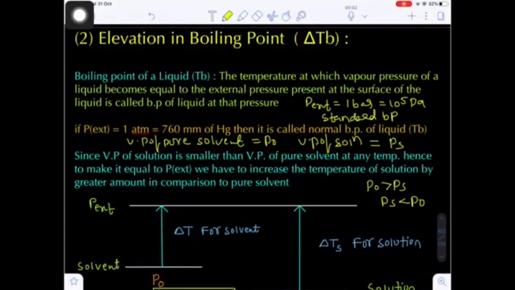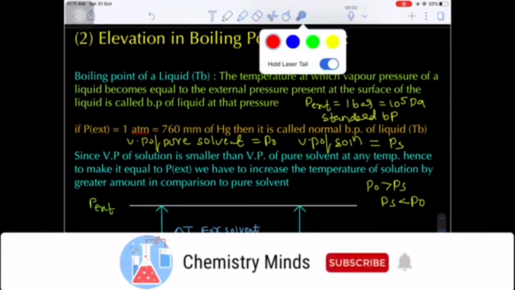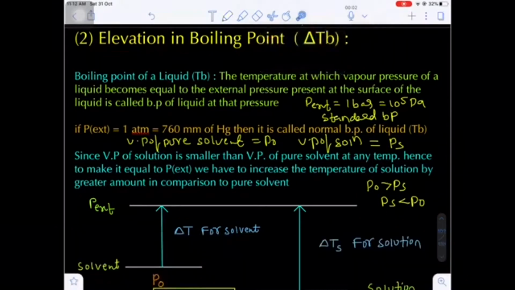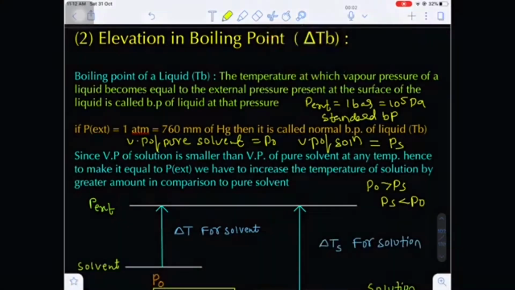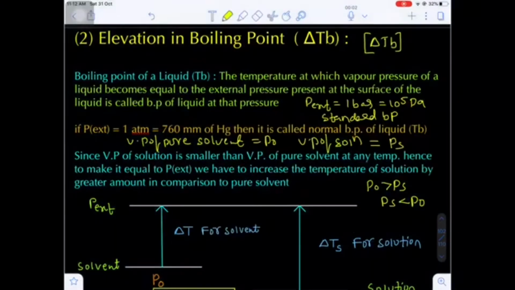Hello students, in today's class we are going to discuss the second colligative property, which is known as elevation in the boiling point. Elevation in the boiling point, that is, increase in the boiling point, is represented as delta TB, where delta stands for change, that is the increase or elevation, and TB is the boiling point.